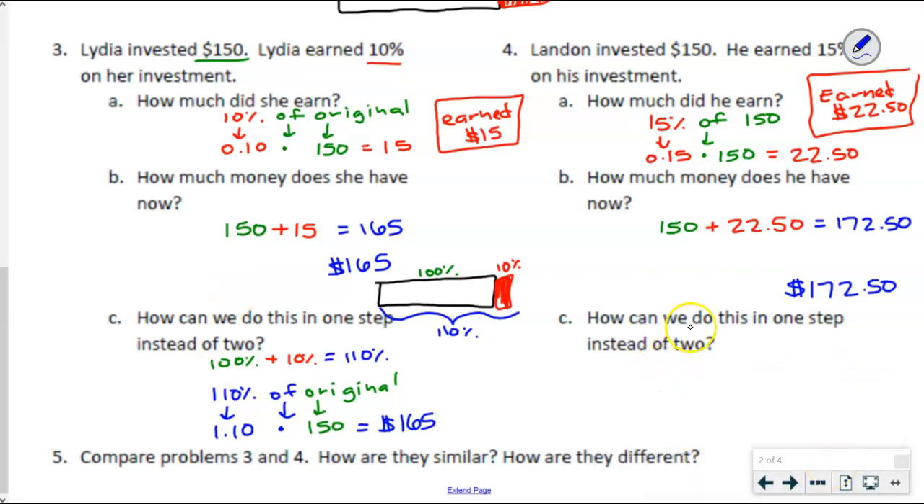Finish this one up. What is that going to look like?